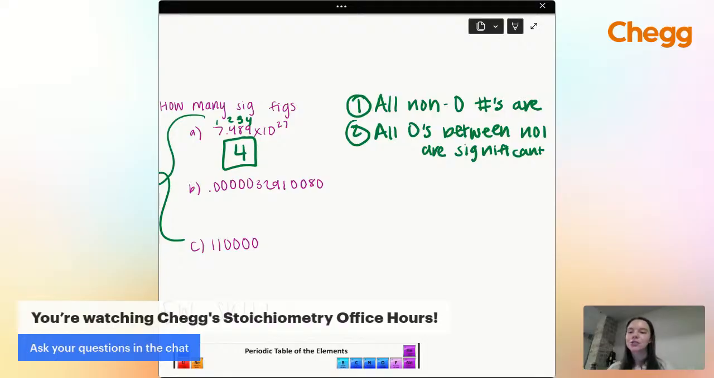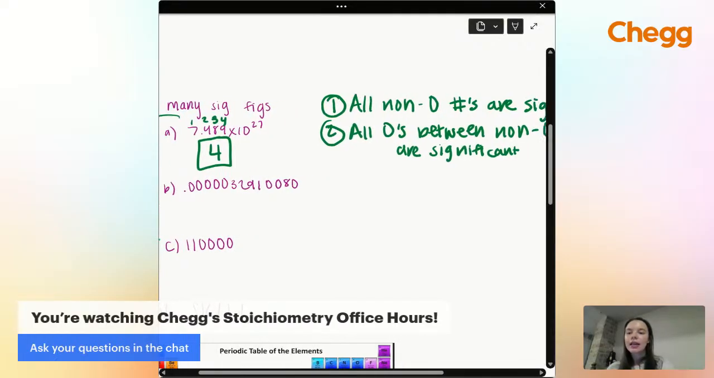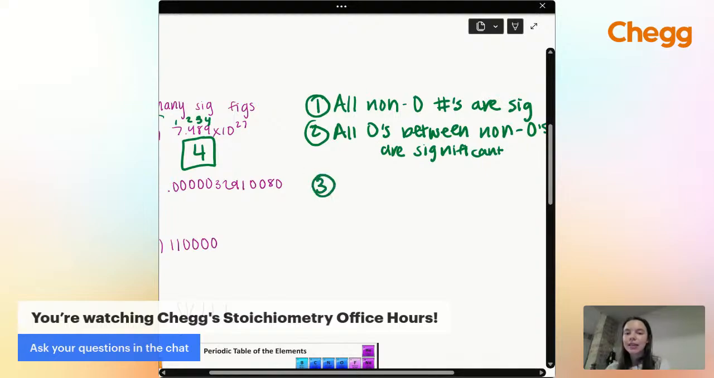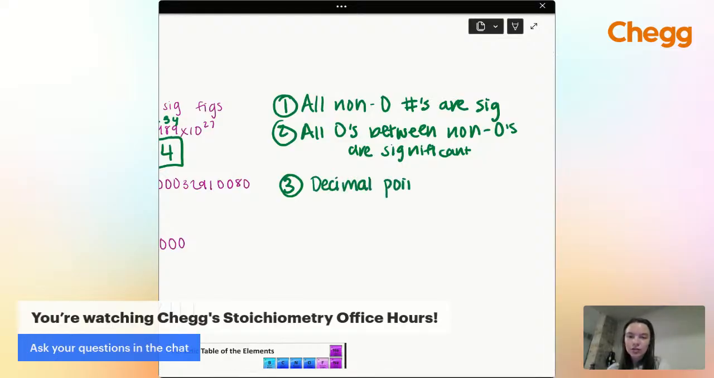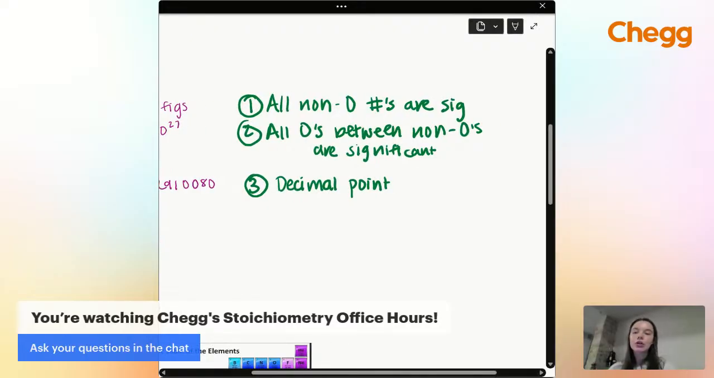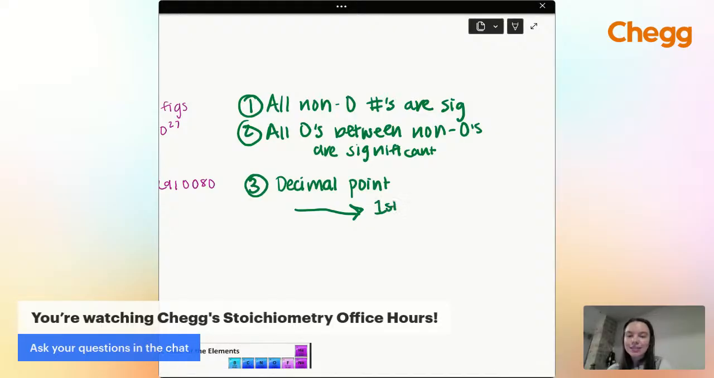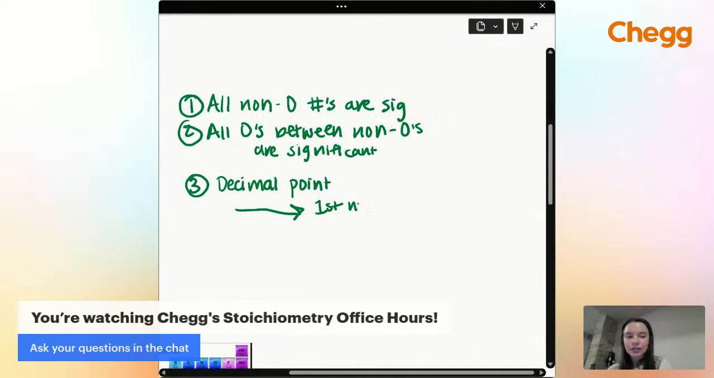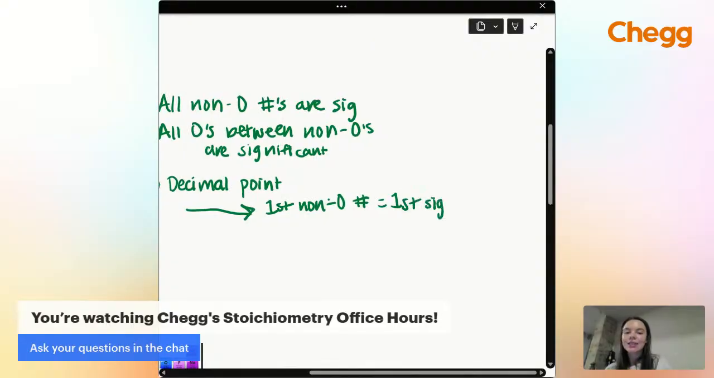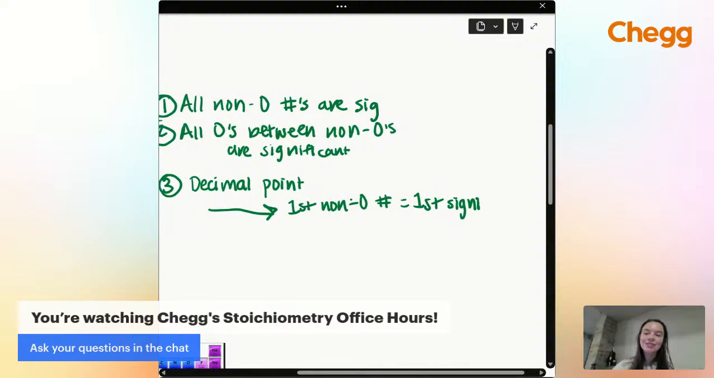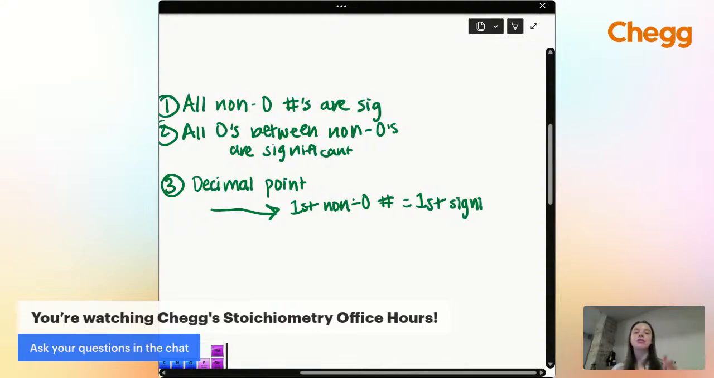All right, so now the rule that we're going to get is if there's a decimal point, you want to go from left to right, and the first non-zero number you hit equals your first significant number. And then you keep going, and when you hit no more non-zero numbers, you stop.